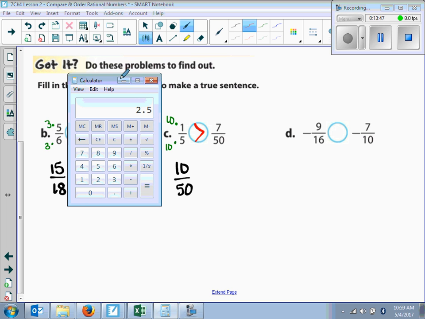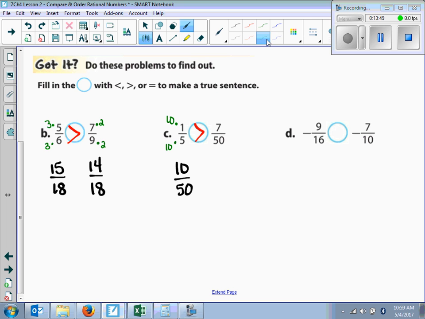So here, we are going to multiply this side times 8 in the numerator and the denominator. And then over here, we're going to multiply times 5 in the numerator and the denominator. And now we're going to rewrite. So we end up with, and don't forget these are negatives, right? So this is a negative 45/80. And then over here we have a negative 56/80.